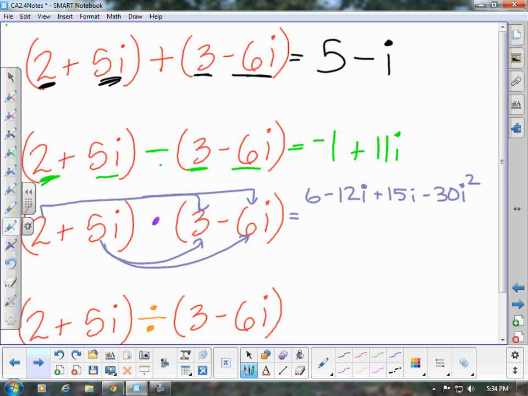And negative 30i squared is the same as i times i, which would be the square root of a negative 1 times the square root of a negative 1, which is just negative 1. And so this would be a negative 1 times a negative 30, so it turns into positive 30. And then combining like terms, 6 and 30 would get you 36. Negative 12i plus 15i would be plus 3i.